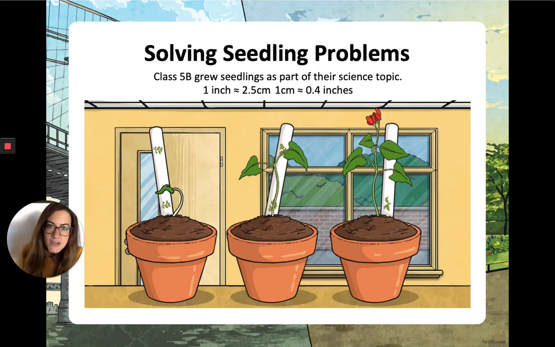Right, let's practise now using the information we've learned for conversion to help us solve some problems. So up here I've got a reminder that 1 inch is approximately 2.5 centimetres and 1 centimetre is approximately 0.4 inches. And it says class 5B, another year 5 class, grew some seedlings as part of their science topic. And you can see that down here, they've been growing some plants. I'm sure some of you have been growing some plants at home during lockdown.